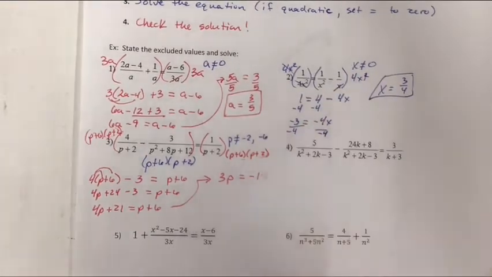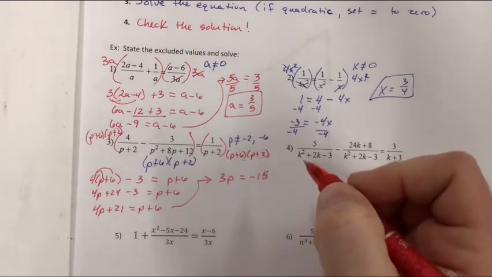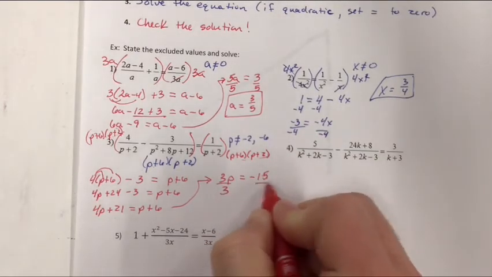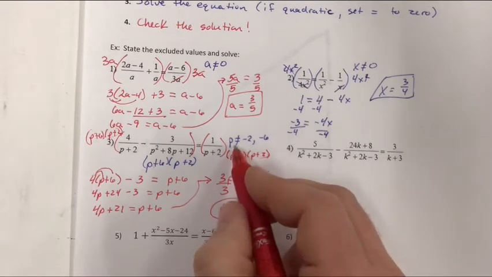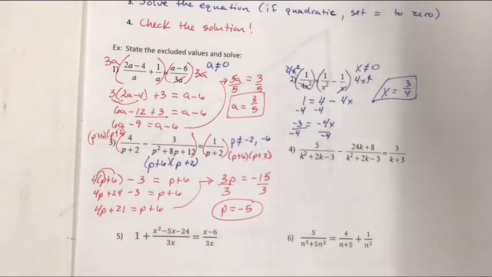I'm glad I have erasable pen. Negative 15. And divide by 3. We get p equals negative 5. Now, make sure it's not one of your excluded values, and it's not.